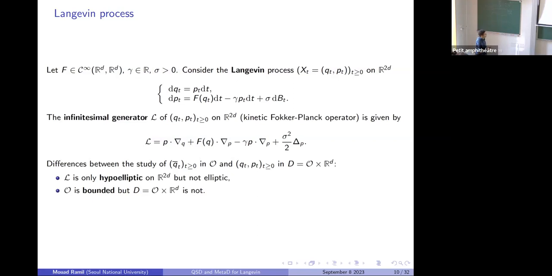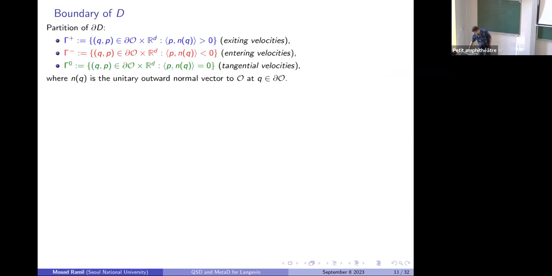And the other difference is that we want to consider the case where the force is the gradient of a potential. In this case, the metastable domain is the basin of attraction of the potential in the position coordinate. So you only impose a condition on the position coordinate. You don't have any restriction on the velocity. So the overall domain is unbounded. So if you take upper bounds, you have to be careful.